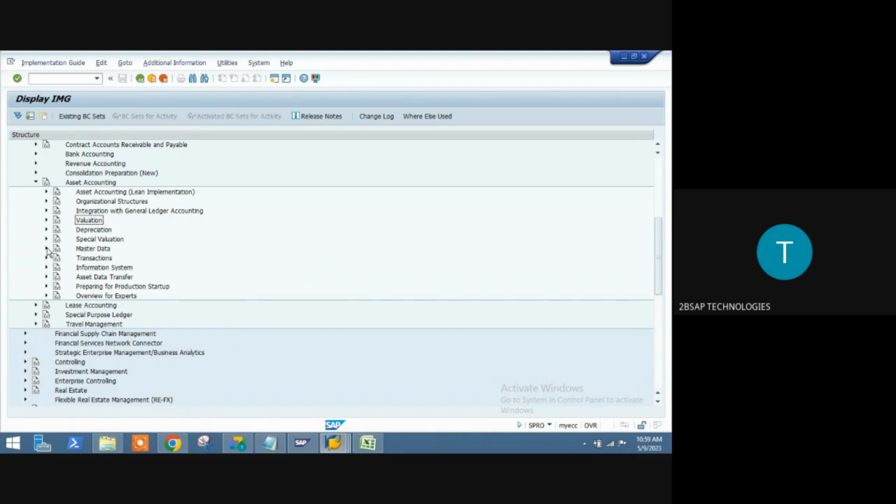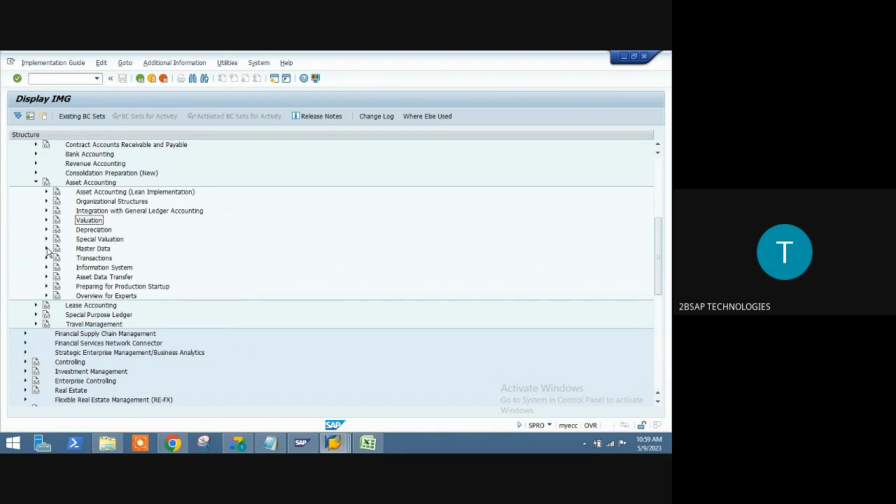So SAP by default provided country specific chart of depreciation already. If you want, you can use it, or if you don't want it, you use that one as the reference and copy to as per your requirement. Next one.